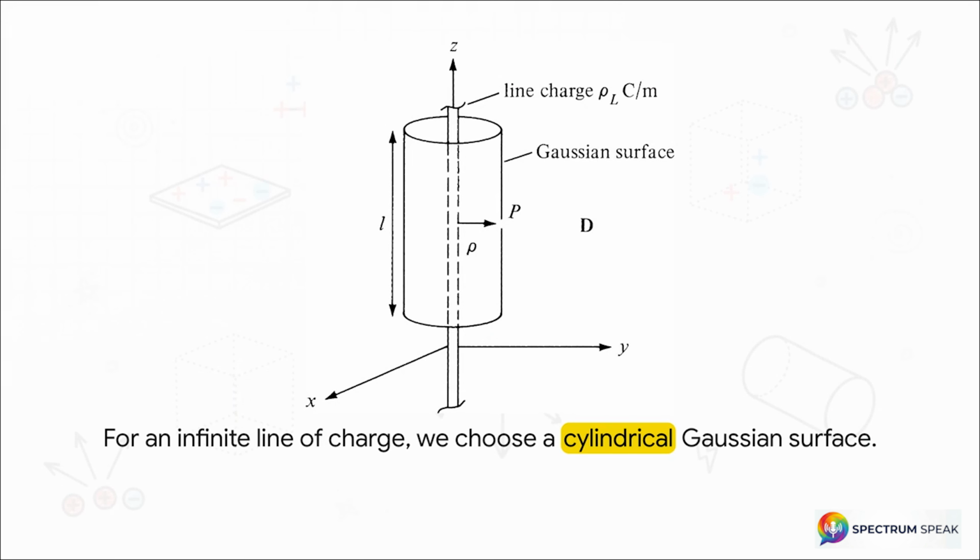Okay, so steps 1 and 2. We have a line of charge, which, you guessed it, has cylindrical symmetry. So we choose a cylindrical Gaussian surface. We'll give it some length L and a radius ρ, and we'll center it right on the line. Now the electric field is going to point straight out from the line, perfectly piercing the wall of our cylinder.